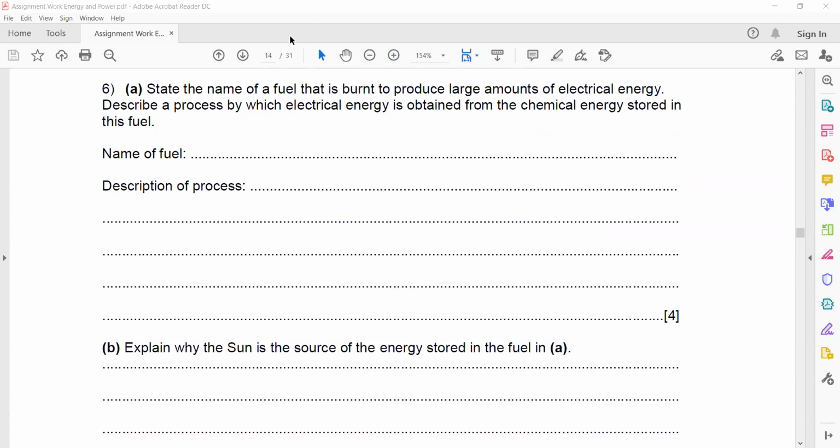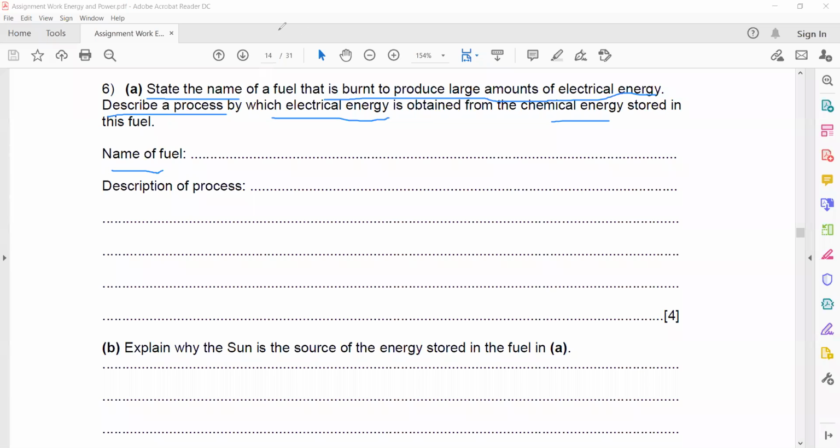Okay, question 6. Question 6 can have a detailed answer depending on what you want to write. State the name of the fuel that is burned to produce a large amount of electrical energy. Describe the process by which electrical energy is obtained from the chemical energy stored in the fuel. The name of the fuel, you can write any fuel here. It's up to you.